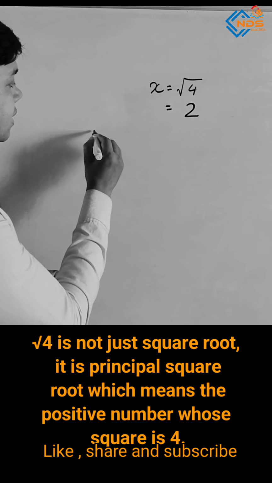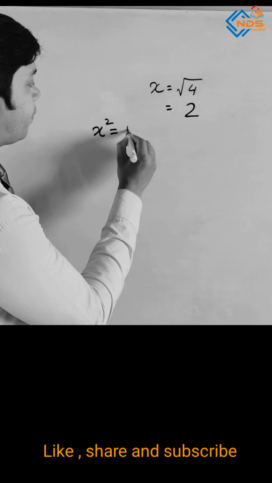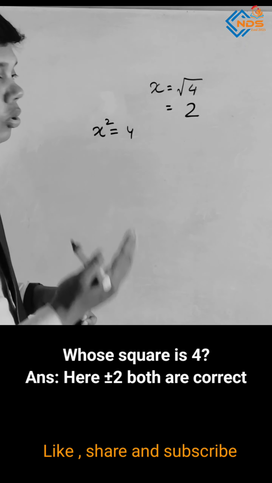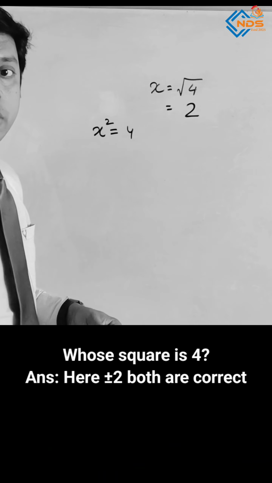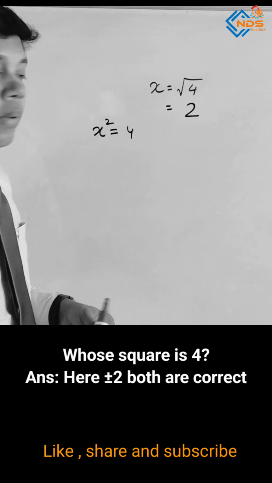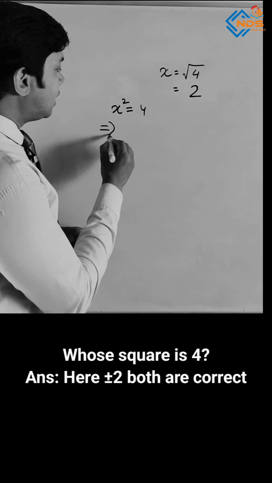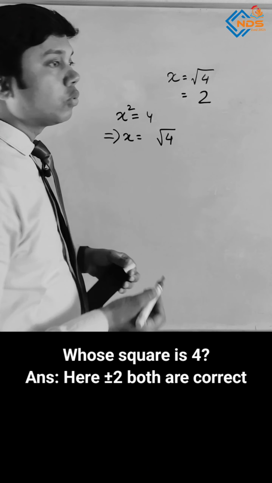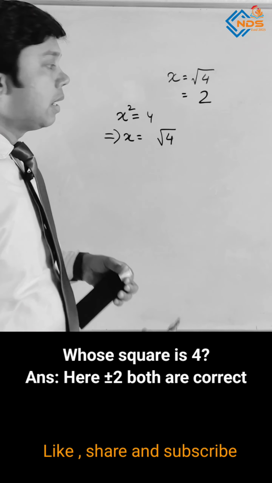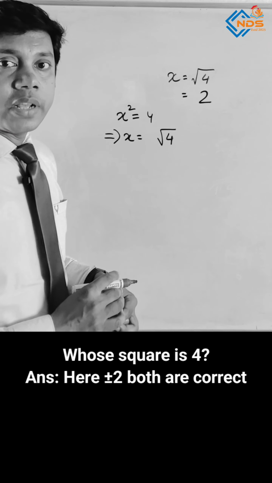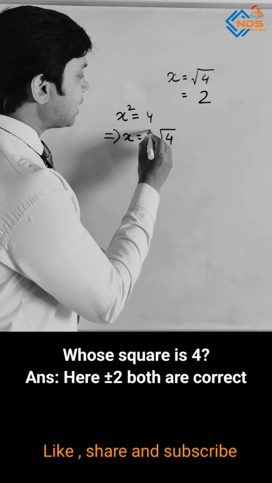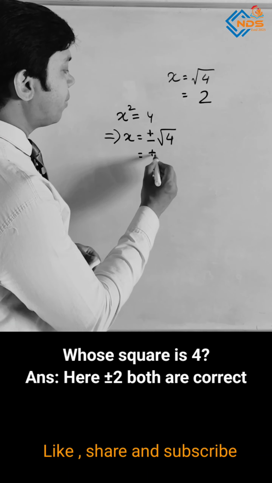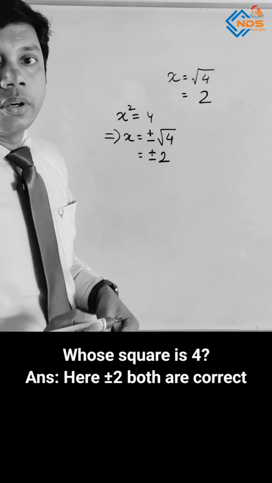But if the same question is like this, x square is equal to 4, in that case it means whose square is 4, and we know both plus 2 and minus 2, if they are squared, give 4. So here we put x is equal to root over 4. But as you know, root over 4 only gives the positive value, but both positive and negative values will satisfy the equation. Therefore, we put a plus and minus sign before this square root in such cases, and we write it as plus or minus 2.